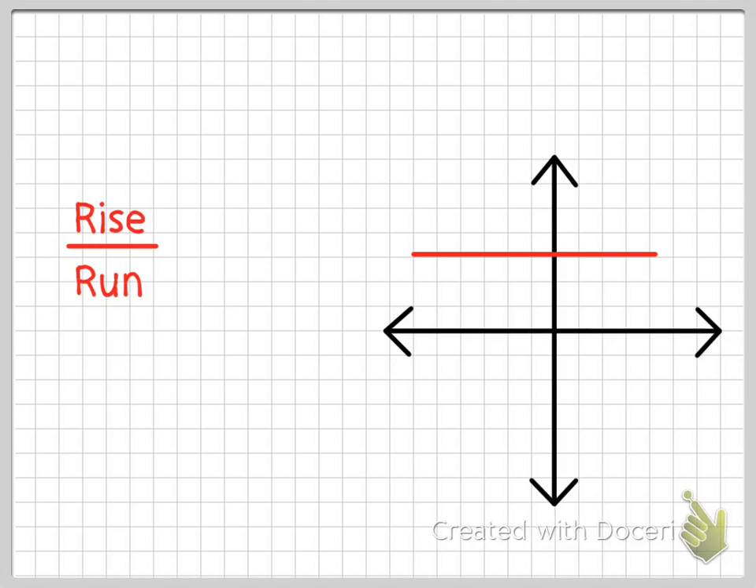So first I'm going to look for my rise. Well, it doesn't rise at all. It rises 0. And then if I look for my run, there really is no end to my run. So it rises 0 and it runs forever. So it's a rise of 0, run of infinity.